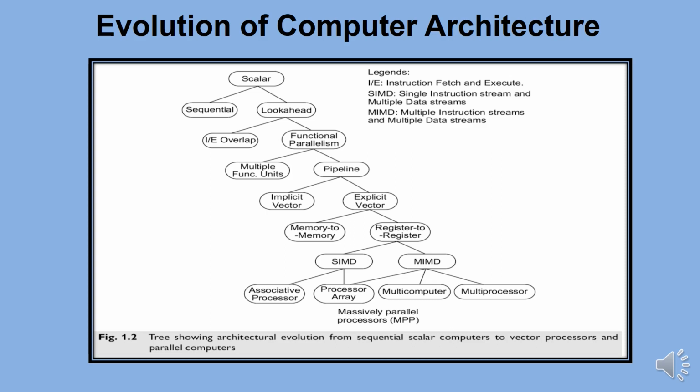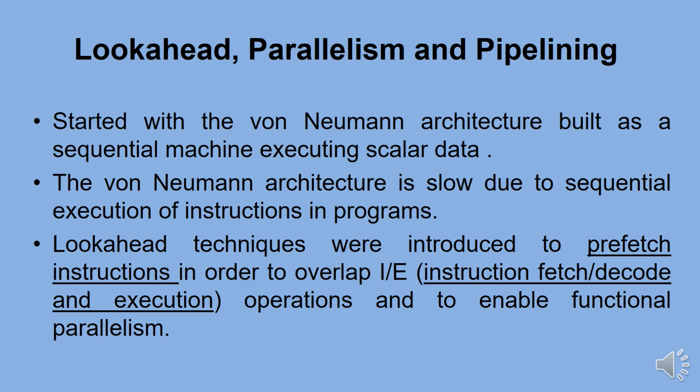As shown in the diagram, evolution started with Von Neumann architecture built as a sequential machine executing scalar data. This architecture is slow due to sequential execution. Look-ahead techniques were introduced to prefetch instructions in order to overlap instruction fetch or decode and execution.